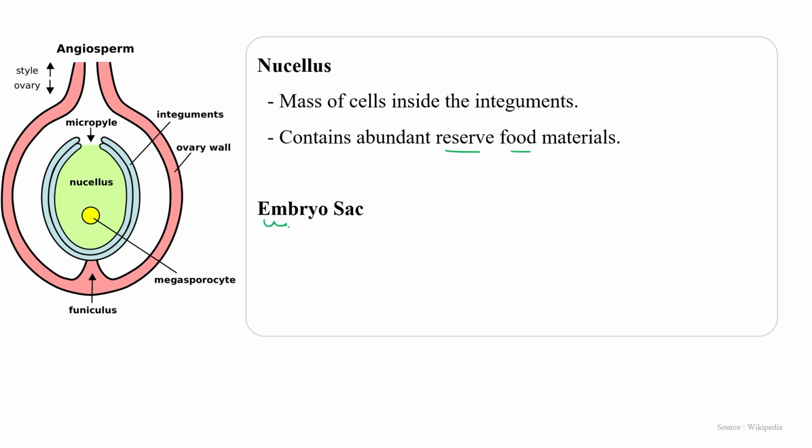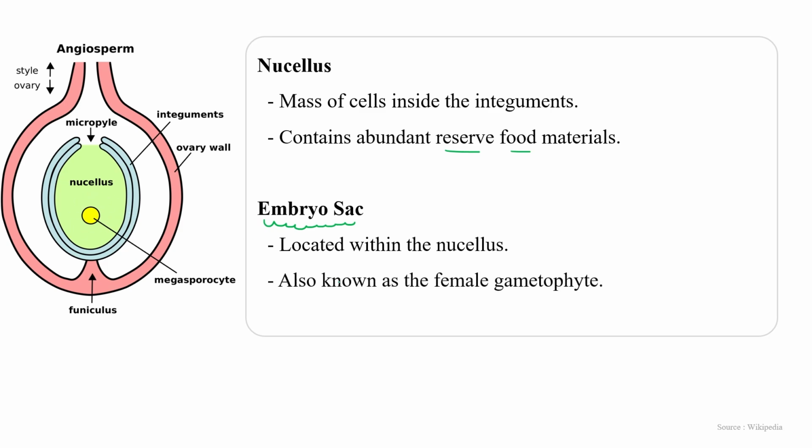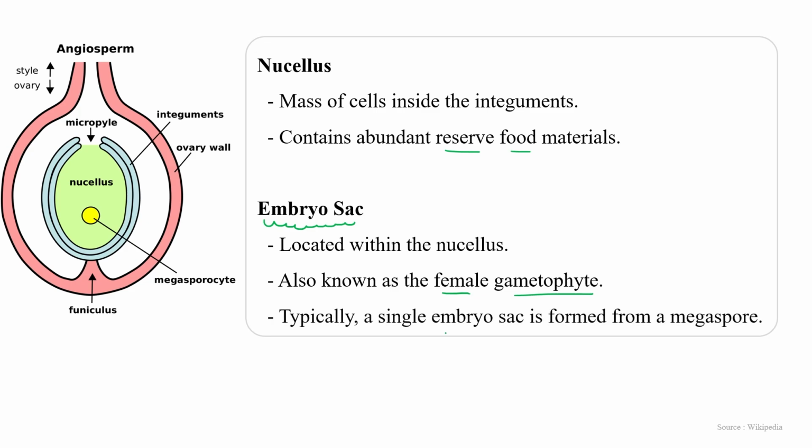Now embryo sac. Embryo sac is located inside the nucellus, and it is also known as the female gametophyte. Clear? So typically a single embryo sac is formed from a megaspore. Now we have discussed the whole structure of the female part of the flower.